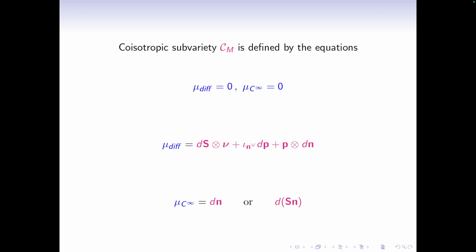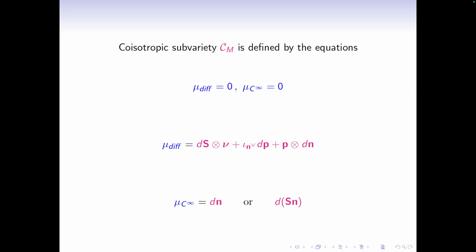So the point is that the first subvariety, C, is a subvariety, which means that now I'm not considering all possible fields S, P, and nu, but only the ones which obey additional equations. And so these equations will be differential equations of rather simple type. These equations can be described geometrically as setting to zero the moment map.